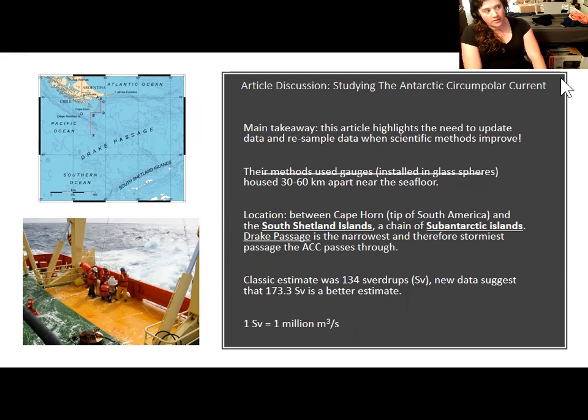And they came to the conclusion that they simply had better data. What they did to collect the data was they placed gauges inside of glass spheres on the ocean floor, about 30 kilometers apart, and those spheres simply sat there, and the scientists crossed their fingers that those gauges inside of those glass bells would not be broken, and they just collected data as to how fast the water was moving over the course of however long the study was.